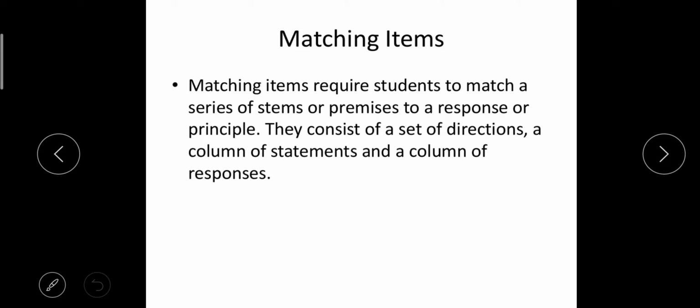Next we have matching items. Matching items require the student to match a series of steps or premises to a response or principle. They consist of a set of directions, a column of statements, and a column of responses. I'll just show you one example.